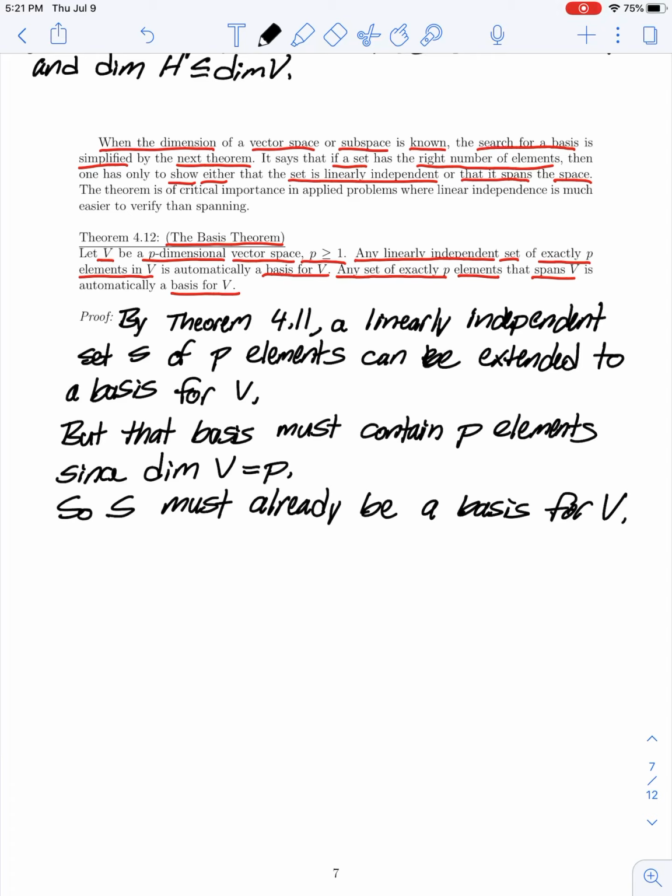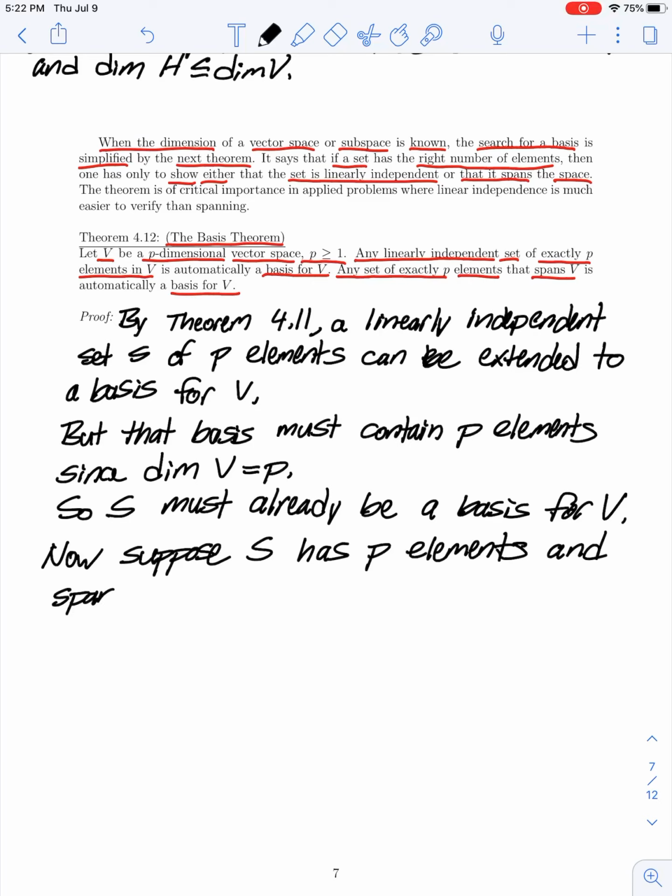Now, the second part of this theorem says if we have a set of p vectors from a vector space of dimension p, which span that vector space, then that must be a basis. So let's consider the proof for that part of our theorem. Let's suppose that we have a set S, which has p elements, or p vectors, and spans the vector space V.